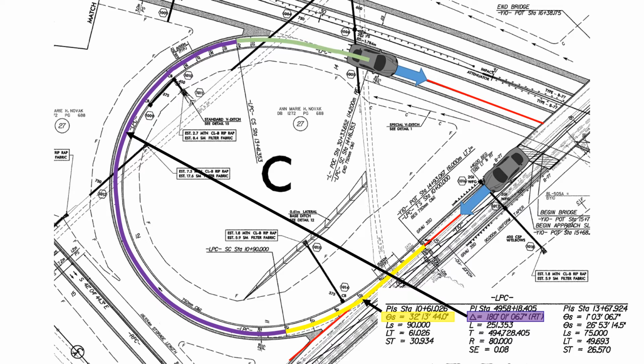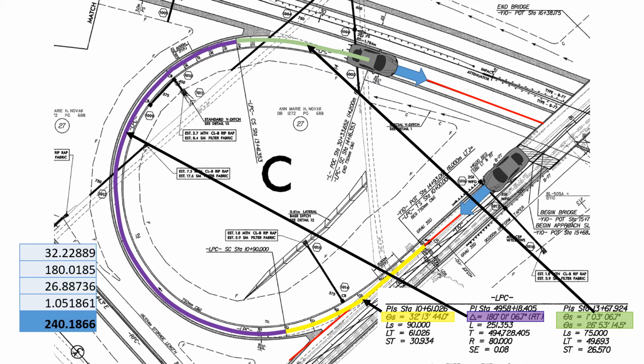And finally, the last component, a spiral transition that has two components: 1 degree, 3 minutes, 6.7 seconds, and 26 degrees, 53 minutes, 14.5 seconds. And so those are the angles of turn that we're going to go through, the heading changes that a driver would experience going through this loop.